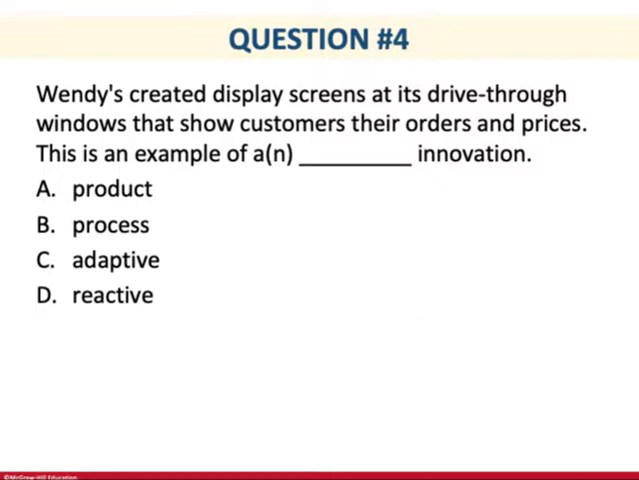A process innovation is a change in the way a product or service is conceived, manufactured, and distributed. The drive-through is a process for the customer, so customers are able to see their orders and prices on this display. That is part of the process through the drive-through.